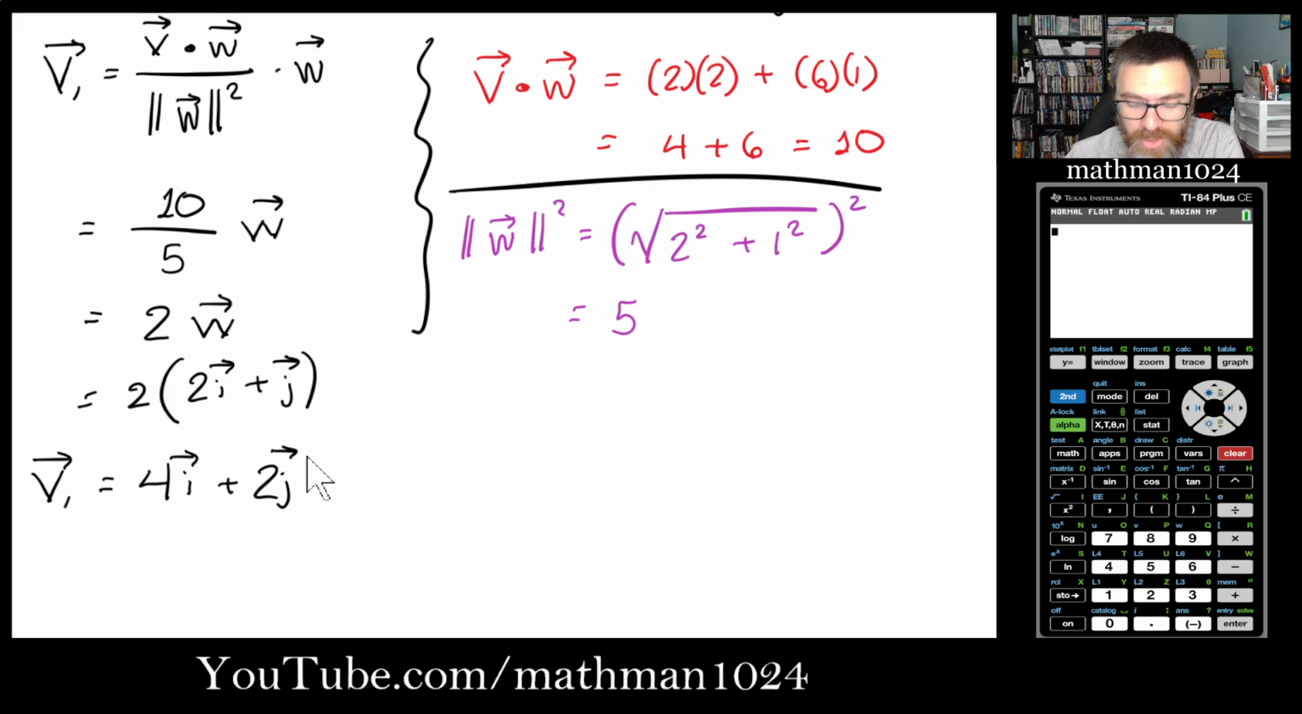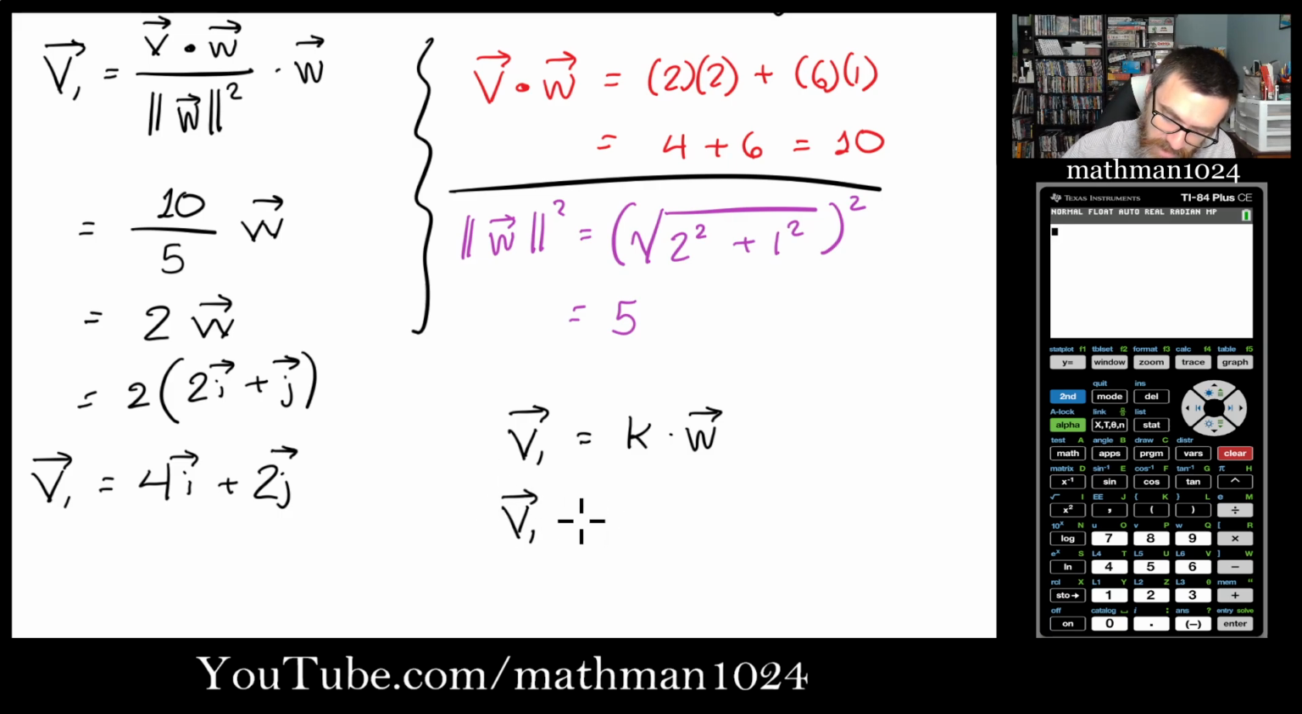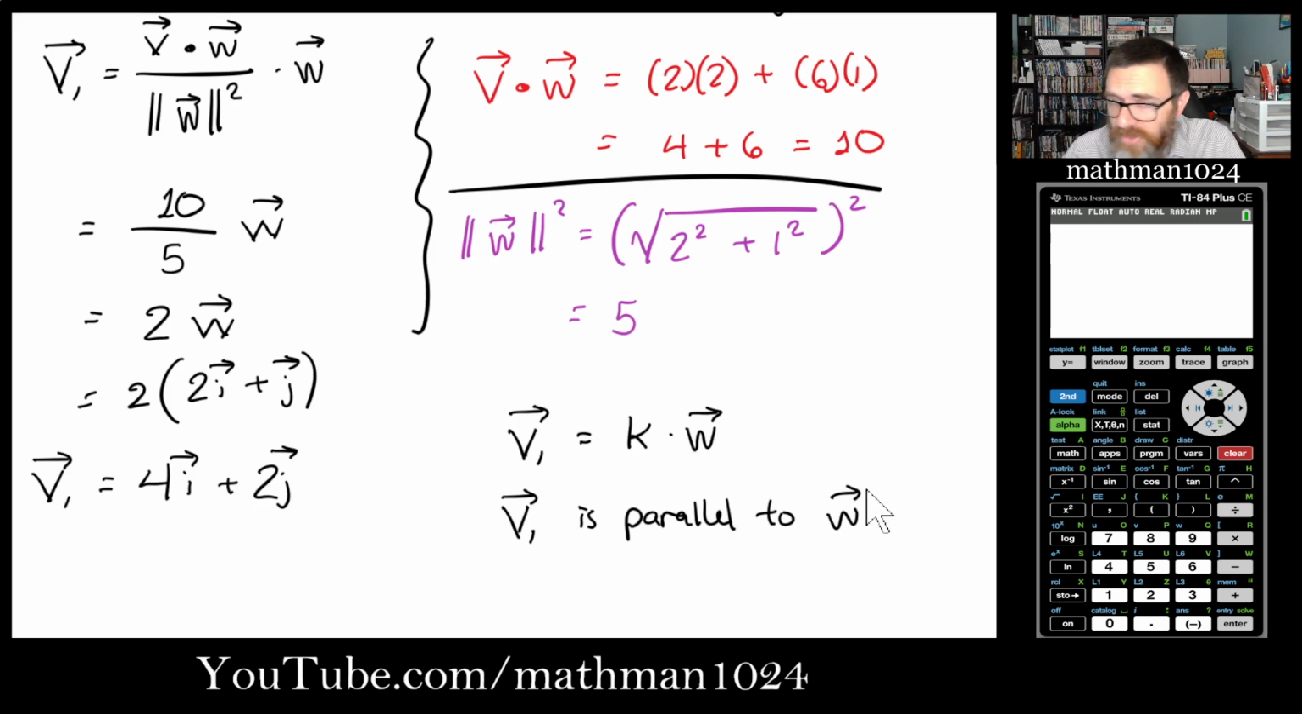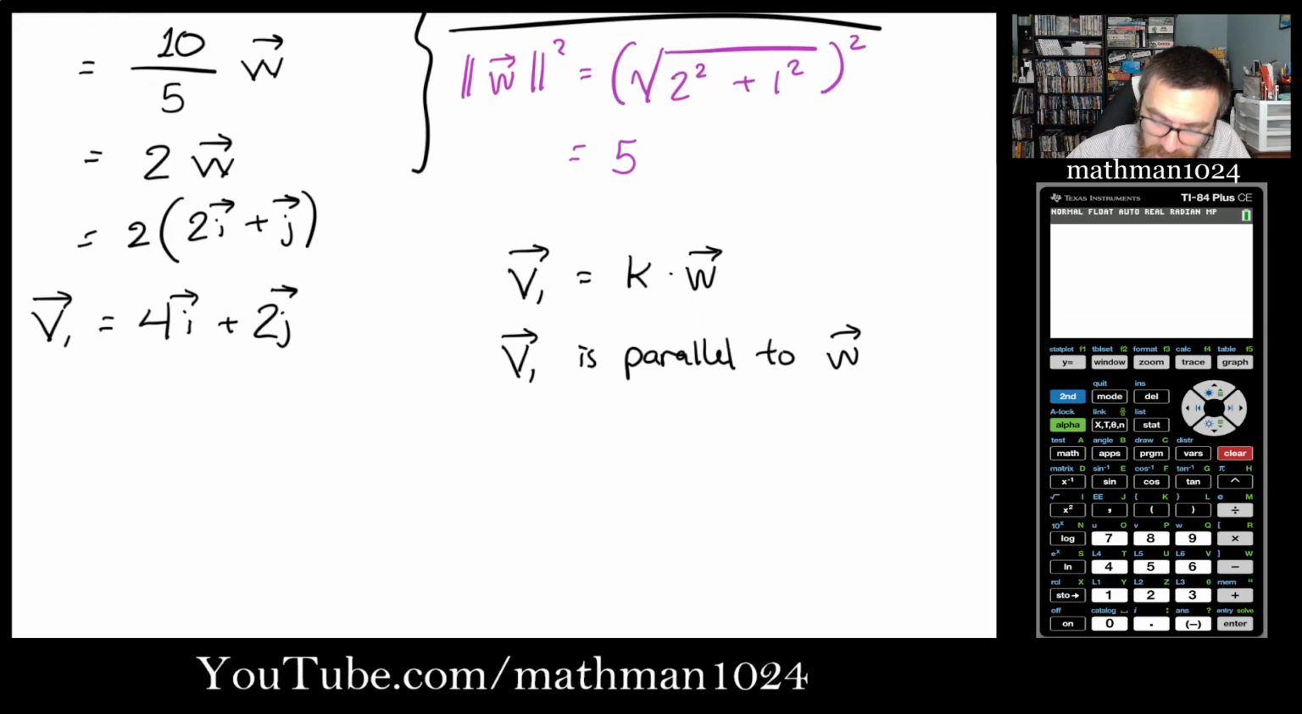So when you compare this to vector w, since v1 is really just a scalar times w, it means that v1 is parallel to w. That means that they are going in the same direction. Different magnitude, that's fine, but they're going in the same direction. That's what's important. So whatever's left over is going to be the piece that is perpendicular to w. So this is going to be v minus v1.